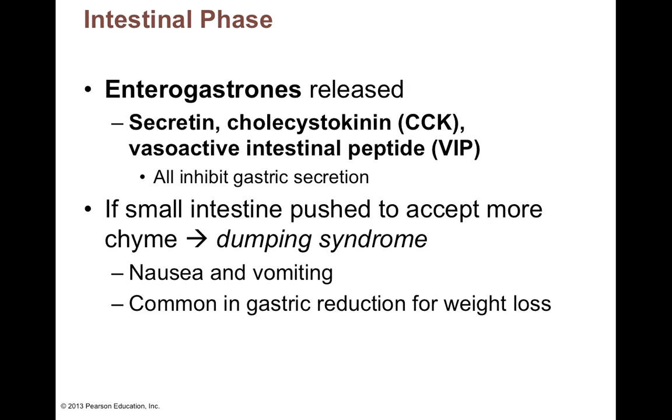So with this intestinal phase, you guys, we get the release of what are called enterogastrones, and they're basically hormones that are released by your duodenum here. Now, there's 3 major ones here. We have secretin, cholecystokinin, or CCK, and then vasoactive intestinal peptide, or VIP, aka gastric inhibitory peptide, or GIP, and all of these inhibit gastric secretion. And that actually makes a lot of sense because you want the stomach to slow down. That way the duodenum has time to digest.